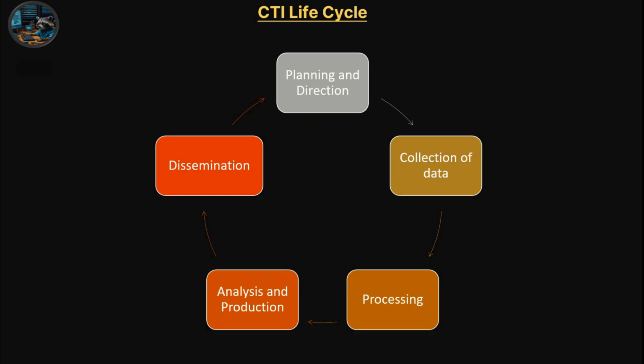So what is the life cycle of CTI? Planning and direction, collection of data, processing, analysis and production, and then dissemination. Okay. So the very first is planning and direction, which is defined as the questions that CTI must answer. For example, which APT groups are targeting the financial sector? What are the TTPs of Medusa ransomware?